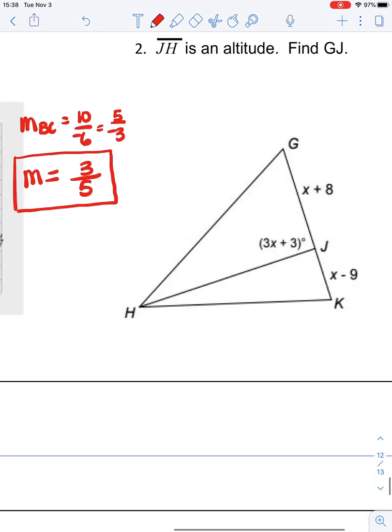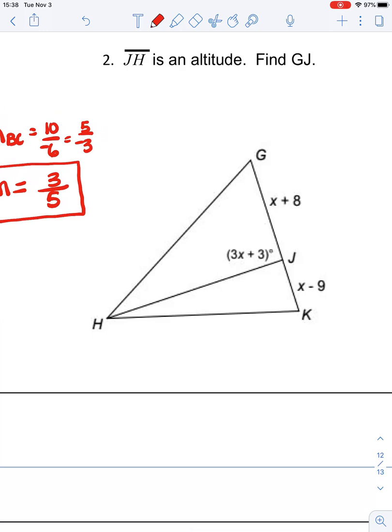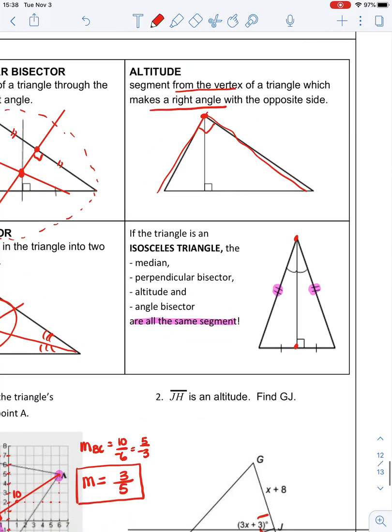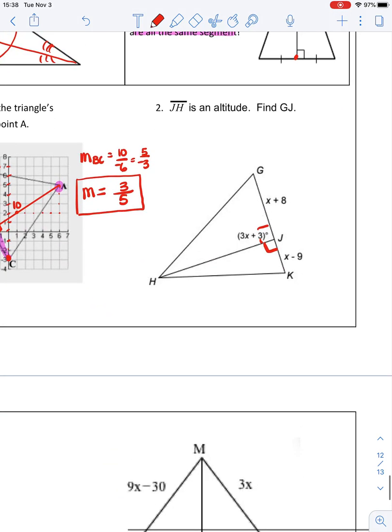So in 2, it says that JH is an altitude. That's given to you for a reason. That means that these angles are 90 degrees. Find GJ. Now, altitudes don't do anything in particular to the sides. If you go back and look at the definition, all it does is make a right angle with the opposite side.